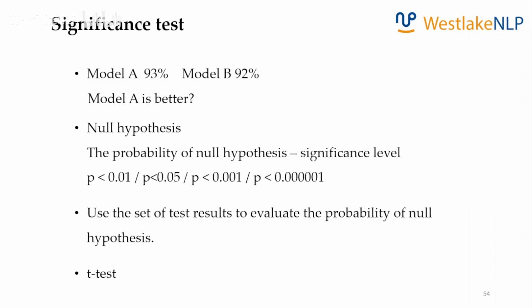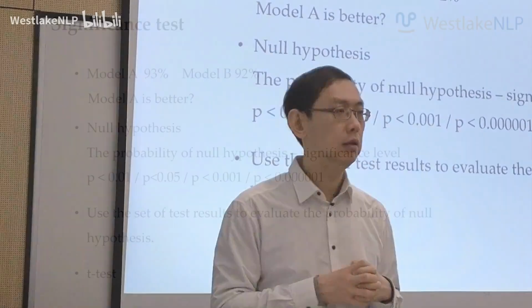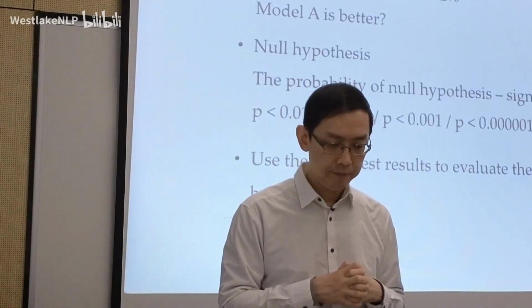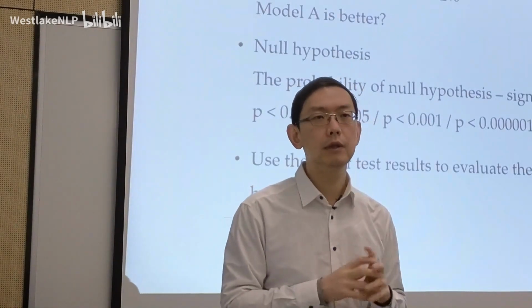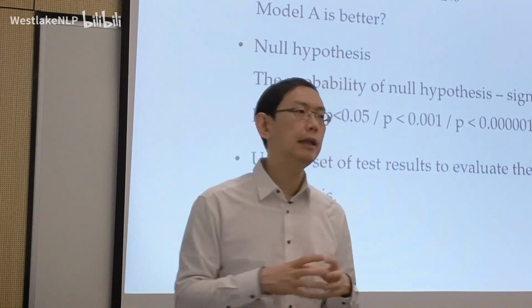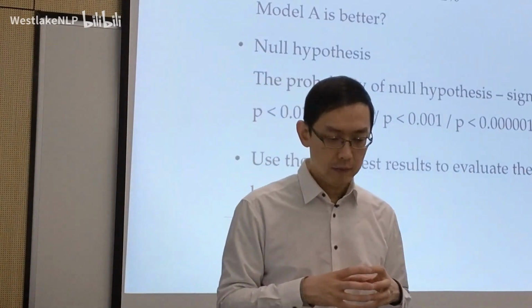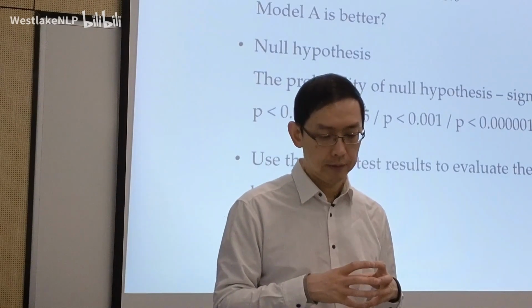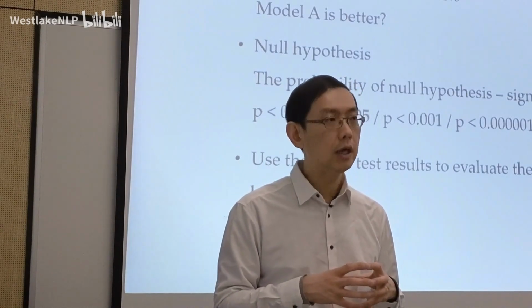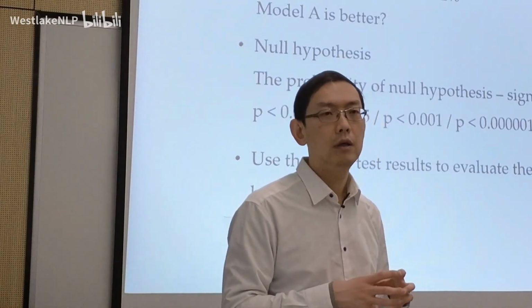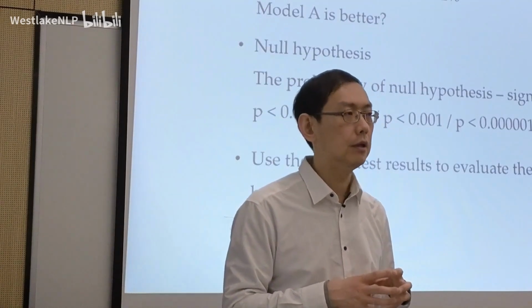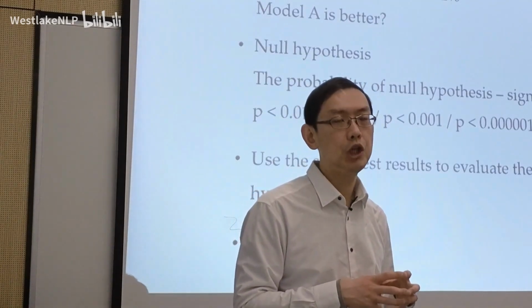You have a lot of different statistical models to do significance testing. For example, Student's t-test, etc. But in the end, you all get a probability of the null hypothesis. This is called the significance level. Of course, the smaller the better. Generally, if you get a significance level smaller than 0.05, you can be convincing. Okay, less than 5% chance.